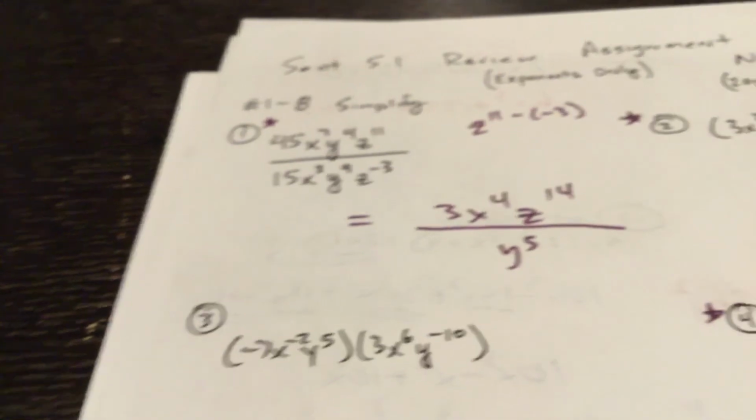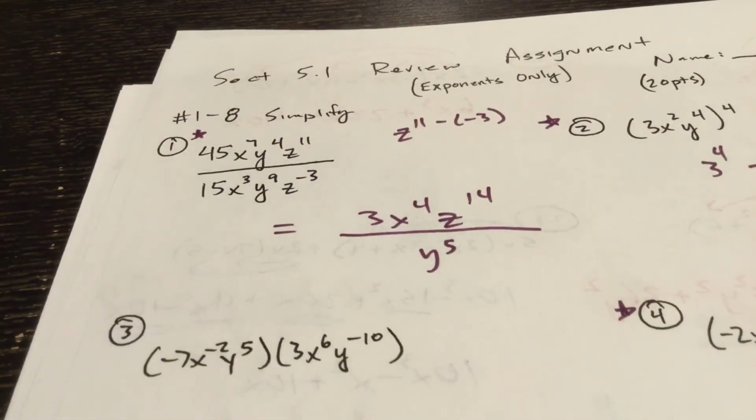Here is more of your homework section, but here's an answer to number 1. Again, we are dividing, so where's the highest power of x, top or bottom? Same question with y, and then z. All right, 45 divided by 15 gives me 3 up top.